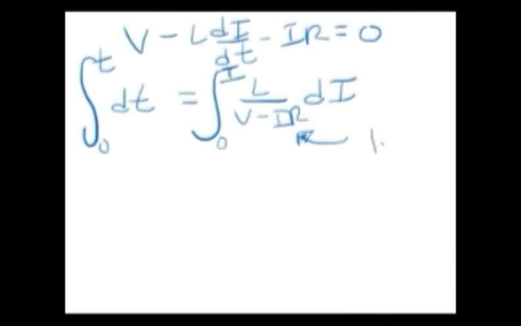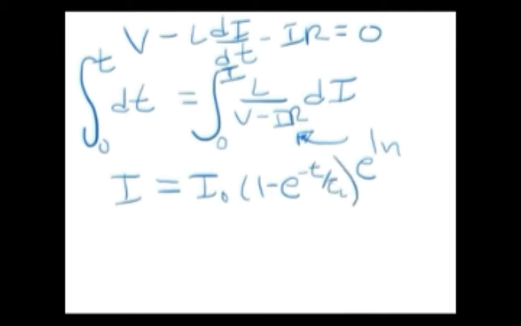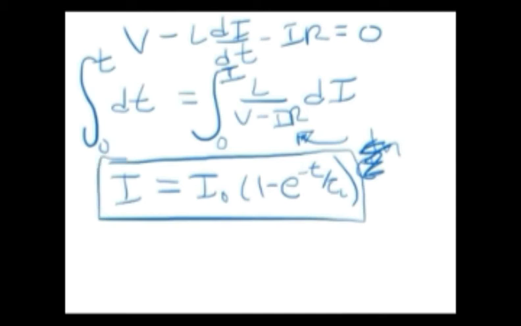Because the variable is in the denominator, you will get a log function out, and then when you solve for the answer you take the exponential of both sides, so you end up getting an exponential on the one side, and here's the result: I equals I naught times 1 minus e to the power minus t over the time constant tau. So that's our main result, or the result from this integral.